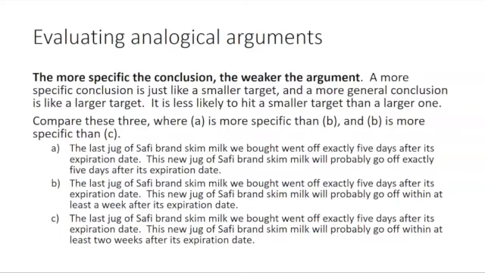The conclusion of B is that this new jug of Safi brand skim milk will probably go off within at least a week after its expiration date. And C says this new jug of Safi brand skim milk will probably go off within at least 2 weeks after its expiration date. So you see that in each case there's a lot larger margin within which it can go off and you can still be right. The difference here is that we have a conclusion which is really general and another conclusion which is really specific. And the more specific we get with our conclusion, the less likely it is to be true, right? Okay.